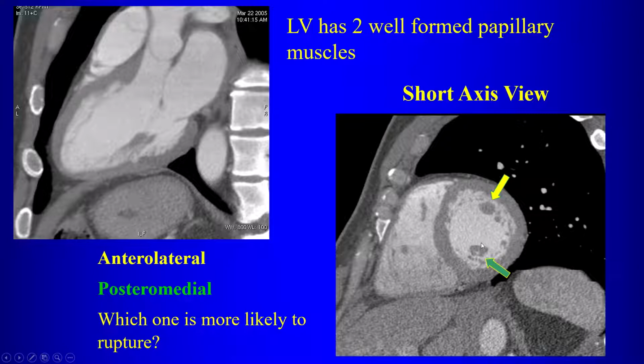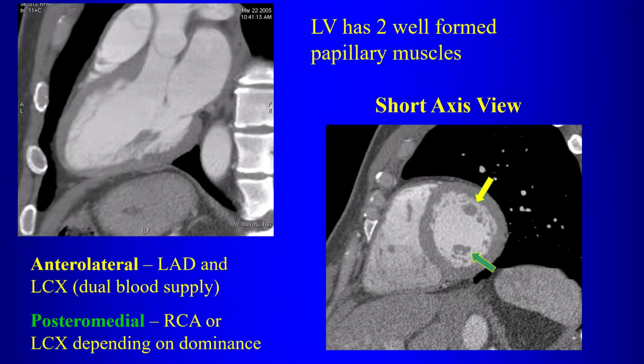We have these two well-formed papillary muscles. We have the anterolateral papillary muscle there with the yellow arrow and the posteromedial papillary muscle there with the green arrow. So which one is more likely to rupture if there's a myocardial infarction? It turns out that it is the posteromedial papillary muscle that is more likely to rupture, because the anterolateral papillary muscle has a dual blood supply.